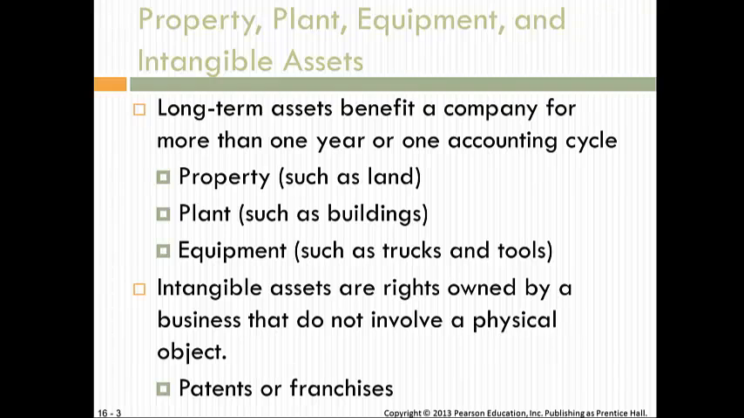The second category of long-term assets is called intangible assets. When something is intangible, it can't be touched or seen. Examples of intangible assets include patents and franchise licenses.